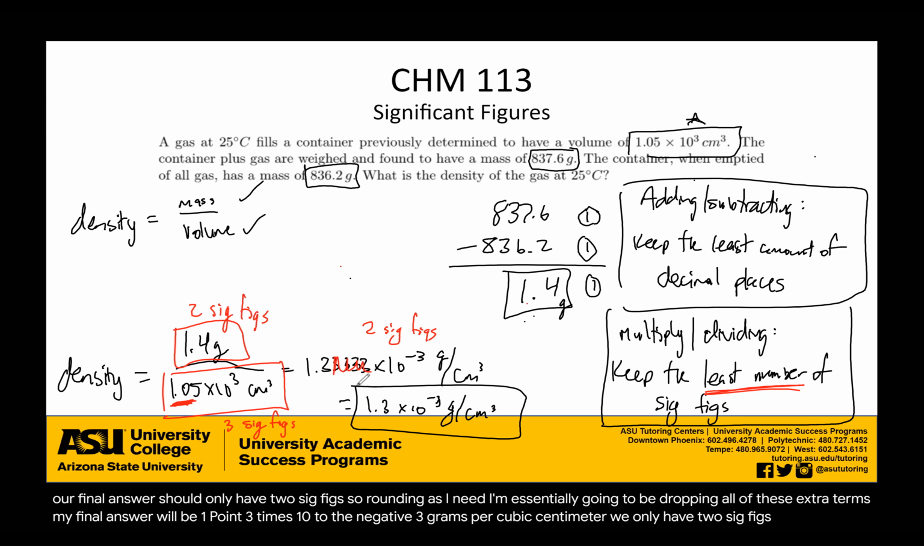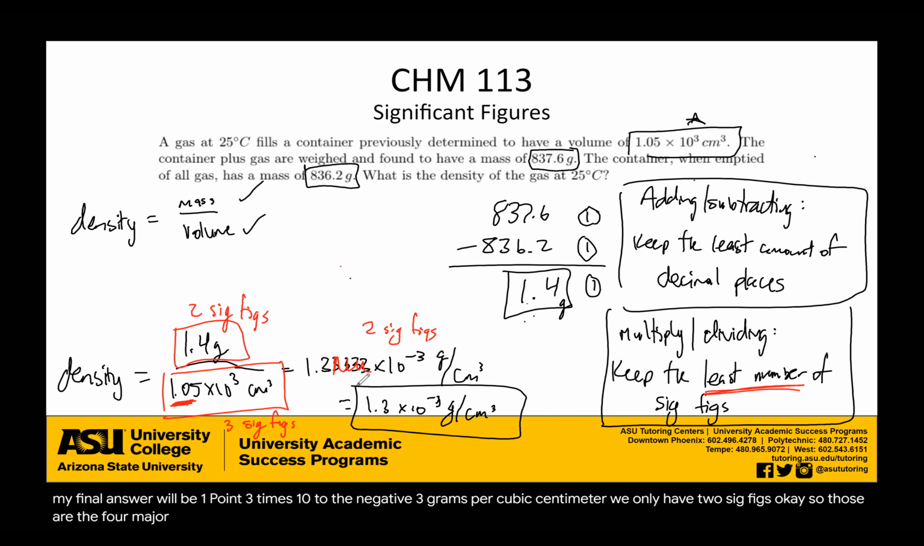Okay, so those are the 4 major rules for counting the number of sig figs, and then the rules when it comes to adding, subtracting, multiplying, and dividing for how many sig figs our final answer should have.